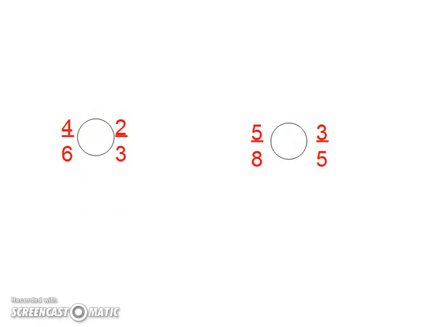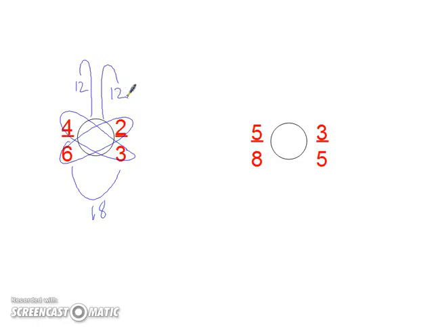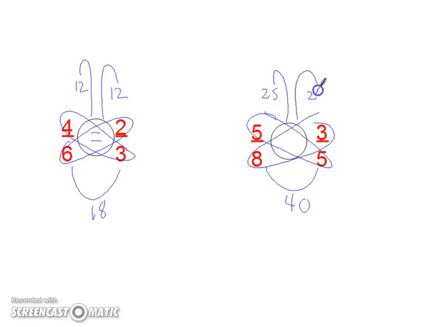Try a couple more. 6 times 3, 18. Cross multiplying, 4 times 3 equals 12. And on this side, 2 times 6 equals 12. Oh, they're the same. So this one happens to be equal. My denominator, 8 times 5 is 40. Cross multiply, 5 times 5 is 25. Cross multiply this way, 8 times 3 is 24. 25 is a little bit bigger than 24.